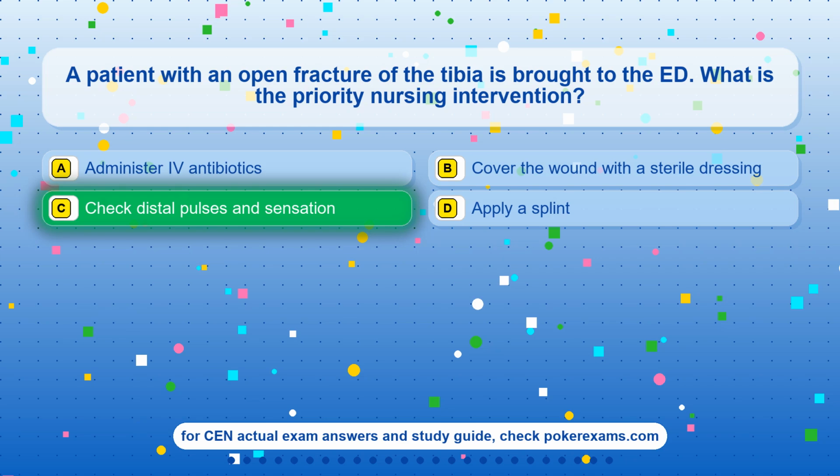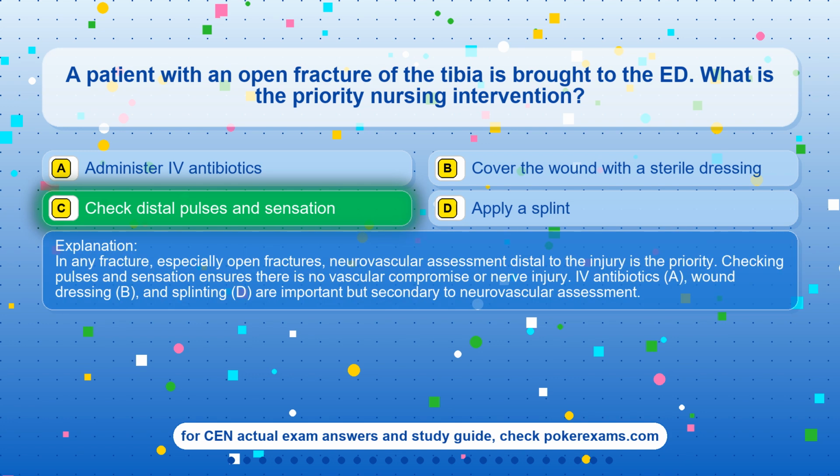The correct answer is option C. Check distal pulses and sensation. In any fracture, especially open fractures, neurovascular assessment distal to the injury is the priority. Checking pulses and sensation ensures there is no vascular compromise or nerve injury. For antibiotics, A, wound dressing, B, and splinting, D, are important but secondary to neurovascular assessment.